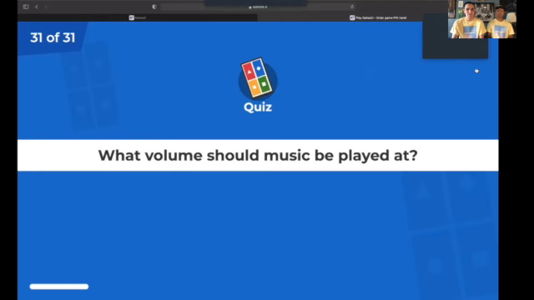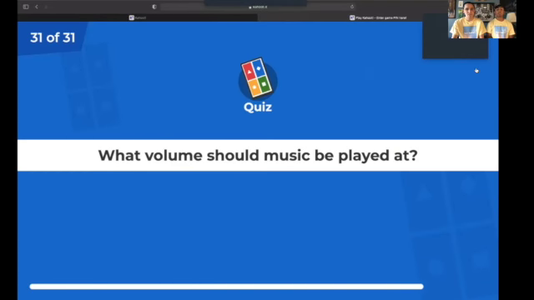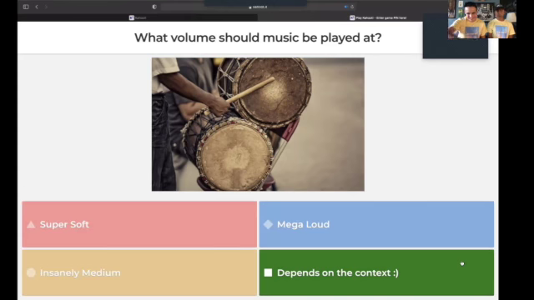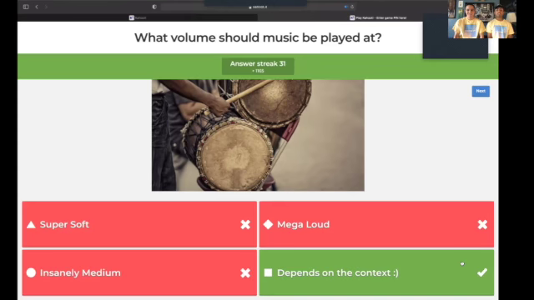Then the final question, the 31st question: what volume should music be played at? Is it super soft, mega loud, insanely medium, or does it depend on the context of the music? Very important question. And the correct answer is depends on the context. Remember, everything in music, especially the volume, is very dependent on the context. And as we talked about the scale between dynamics and so on, we just want to make sure that you guys understand that it heavily relies on the context.